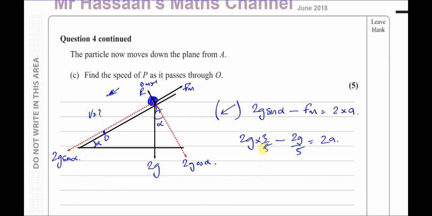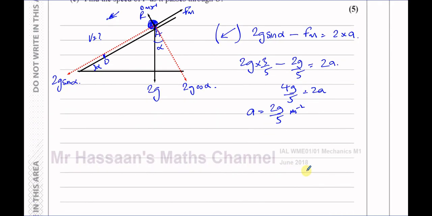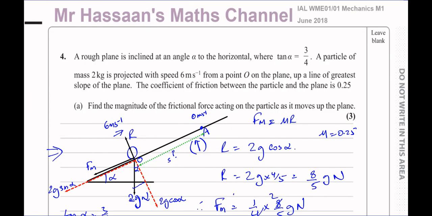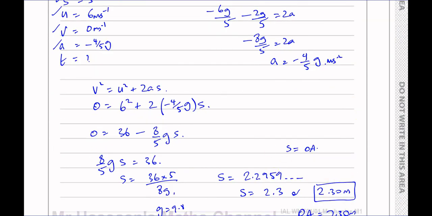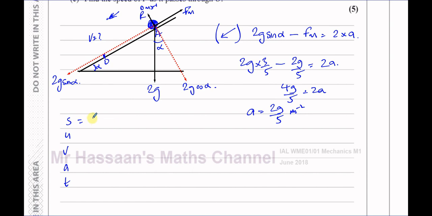So now I have 6g over 5 minus 2g over 5, which is 4g over 5, equals 2A. So we can say now in this case, A is equal to, if you divide by 2, 2g over 5 meters per second squared. So now the situation has, of course, a different acceleration. We know that distance, although I don't think we need it. We know that distance already. We found it in the last part of the question, which was 2.2959, in case we need it slightly more accurately.